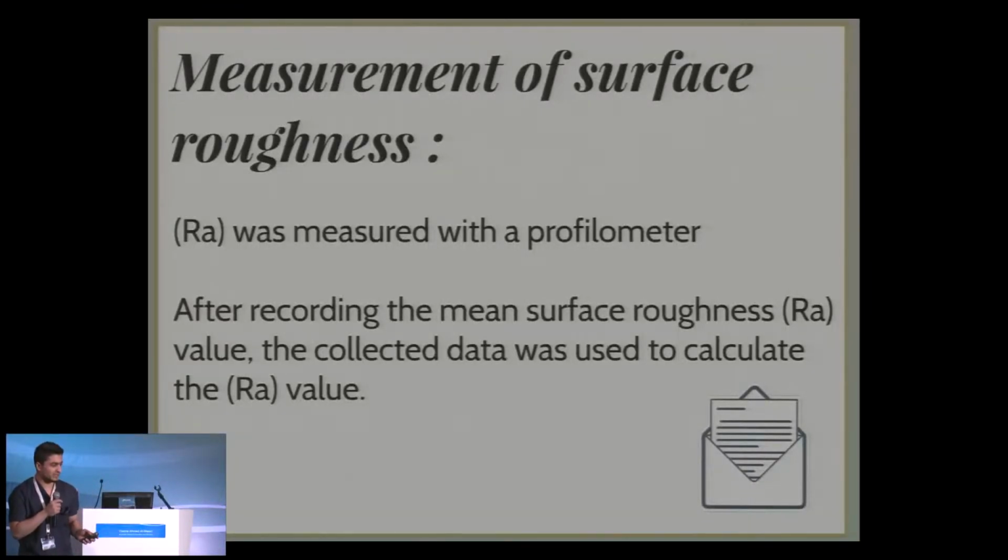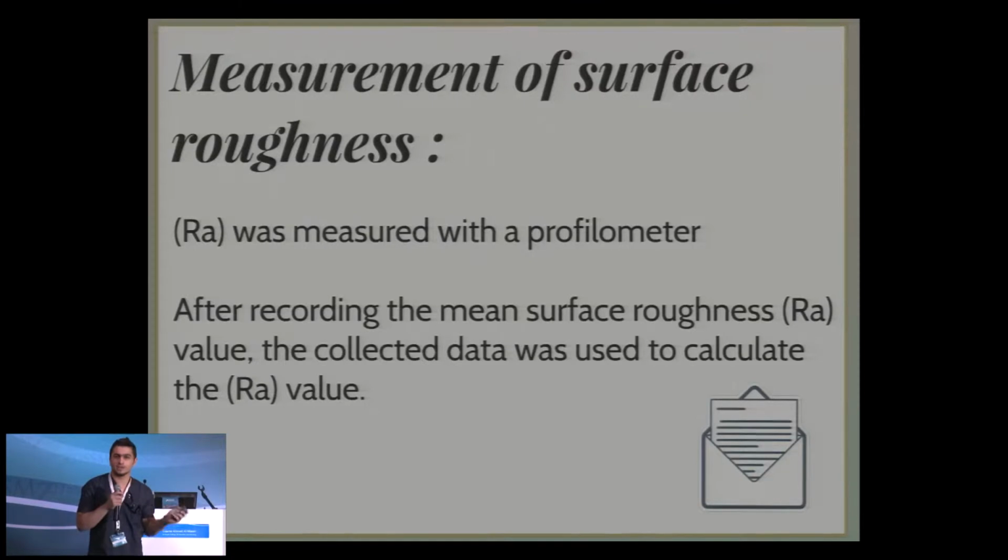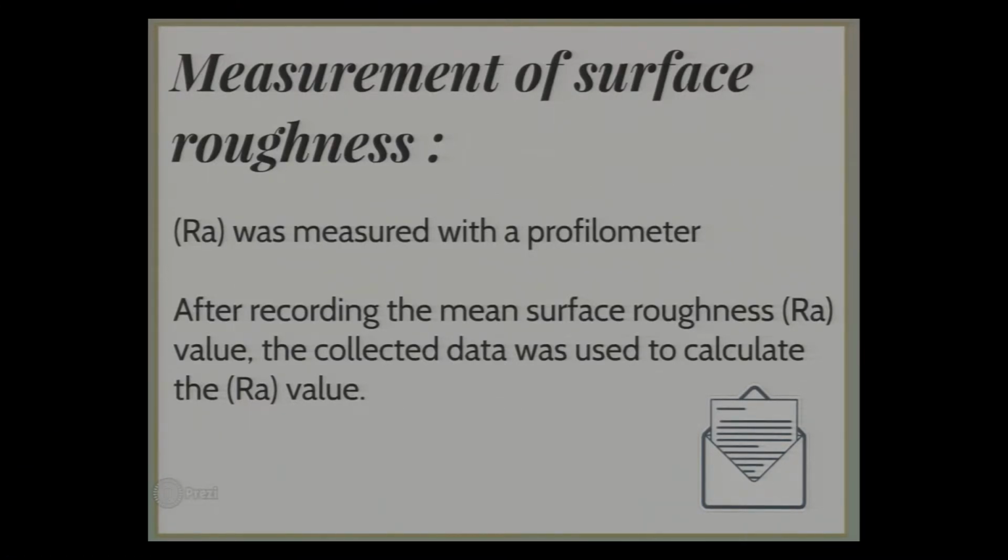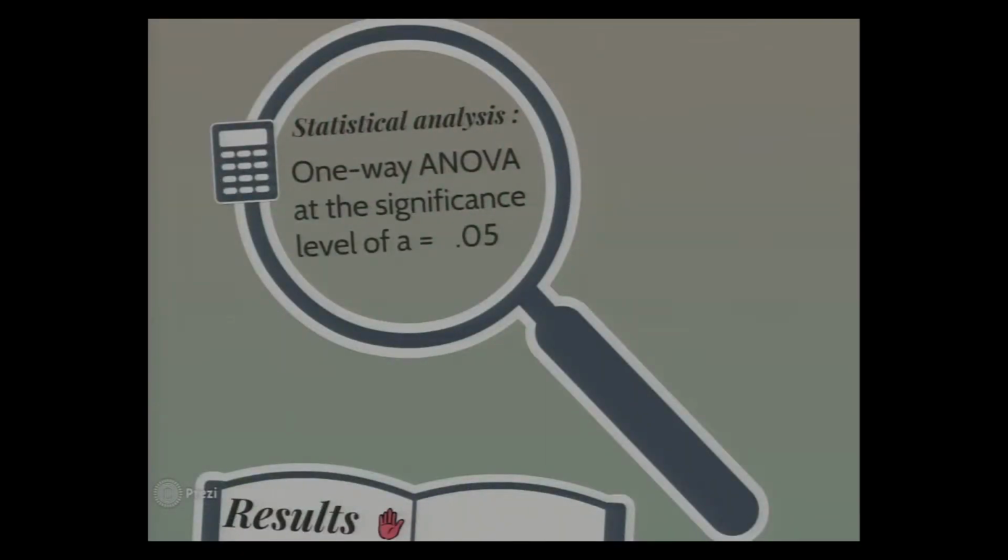About the measurement of surface roughness, the mean surface roughness was measured with a profilometer. Who doesn't know about the profilometer? A profilometer is an instrument used to measure or calculate the surface profile in order to quantify the roughness of the material. After recording the mean surface roughness, the collected data were subjected to one-way ANOVA at the significance level of alpha 0.05.